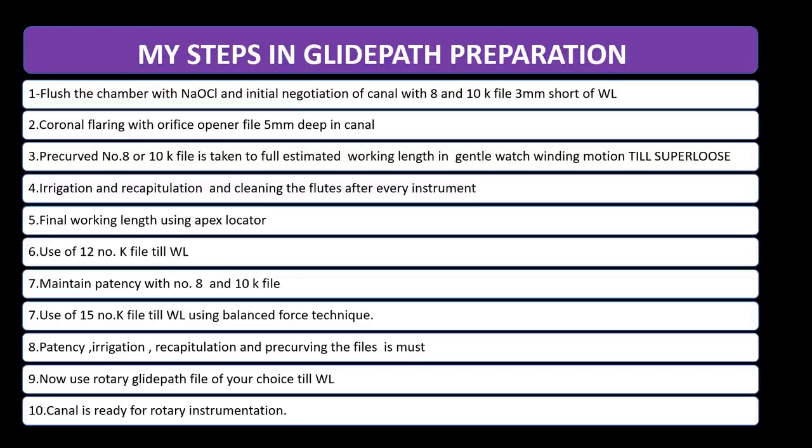Then irrigation and recapitulation and cleaning the flutes after every instrument. Final working length using apex locator. Then use of number 12K file till the working length. Maintain the patency with number 8 and number 10K file. Then use of a number 15K file till working length using balance force technique. Patency, irrigation, recapitulation and pre-curving the file is a must. Now you can use a rotary glide path file of your choice till the working length. And now the canal is ready for rotary instrumentation.